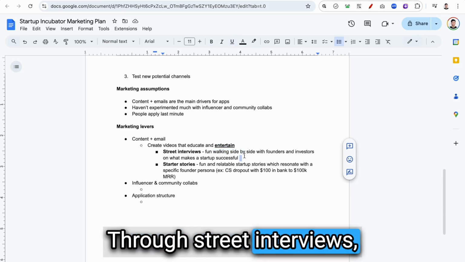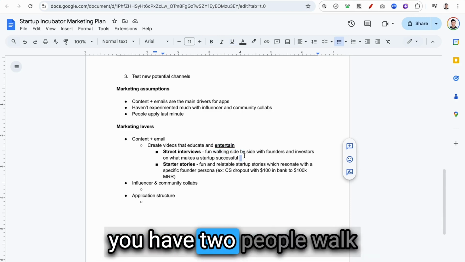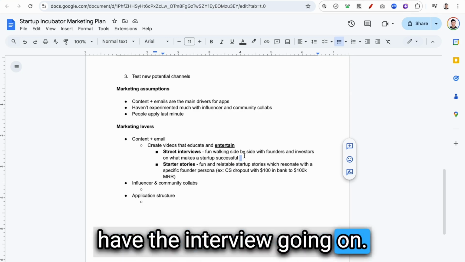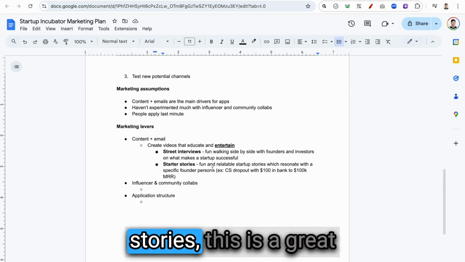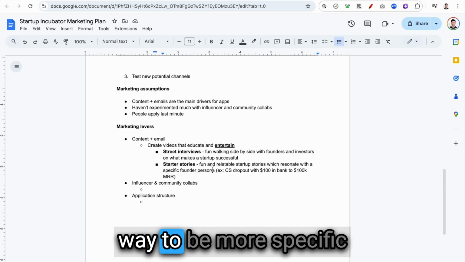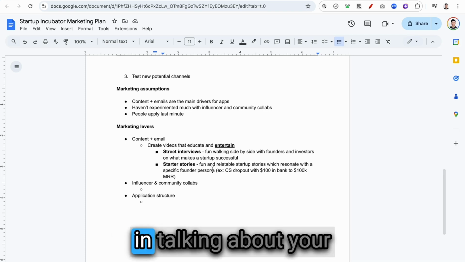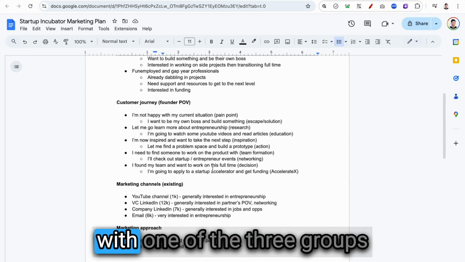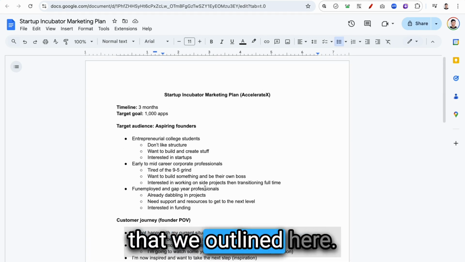Through street interviews, it'll be more engaging when you have two people walk side by side and then you have the interview going on. And then with the starter stories, this is a great way to be more specific and talk about founders that resonate with one of the three groups that we outlined here.